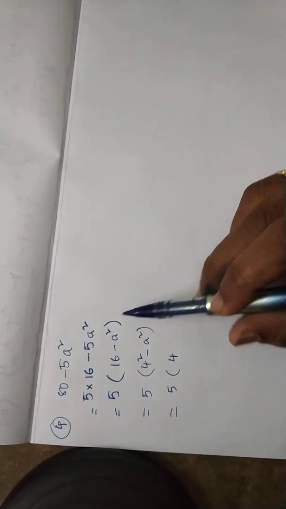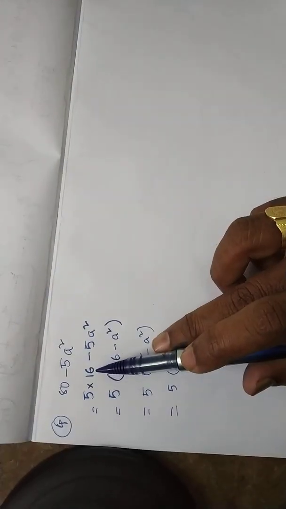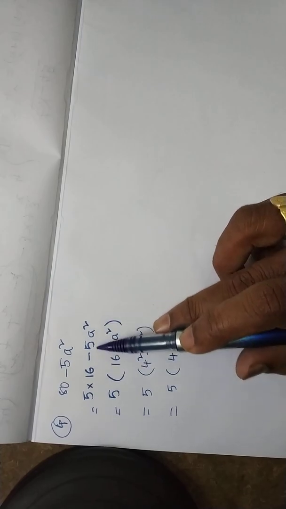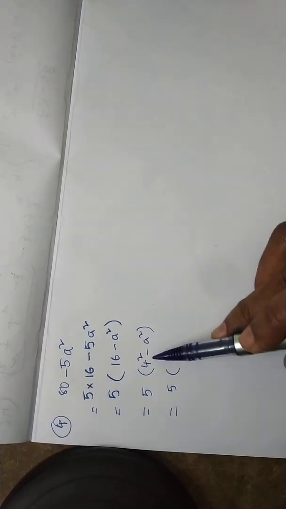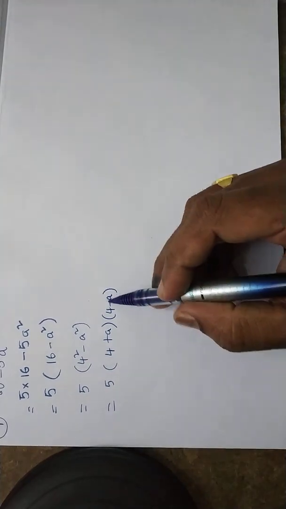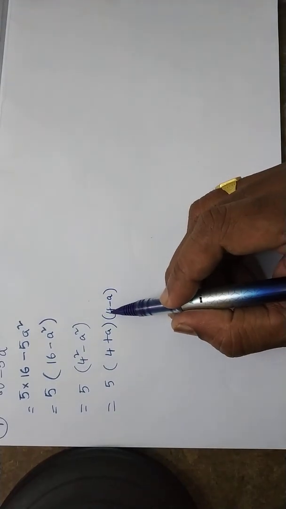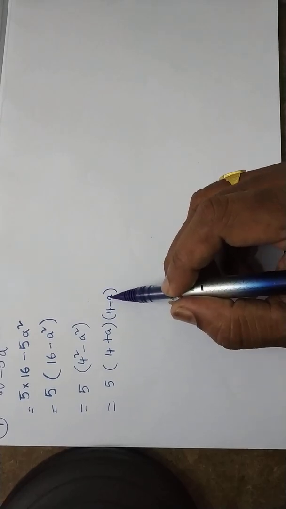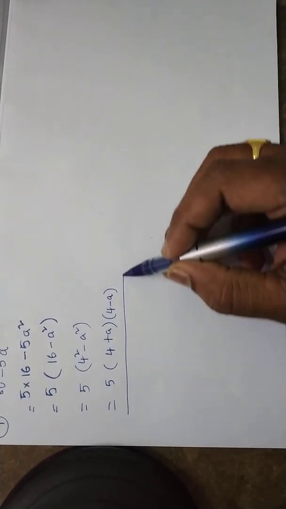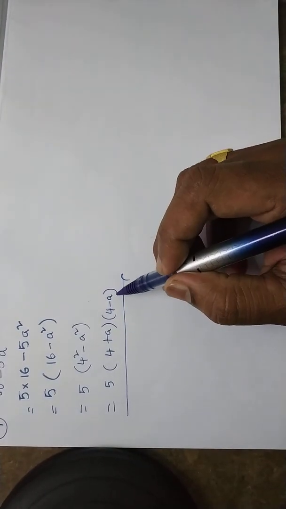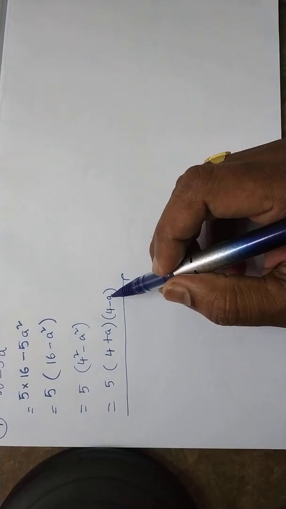So you have taken 5 as a common factor. After that you will be having 16 minus a square. 16 I have written as 4 square, and a square. So you can write 4 plus a into 4 minus a. Sometimes if you have a square minus b square still there, this you can further simplify. If you get a square minus b square, again you have to factorize. As of now fortunately we did not get that. So these are the 3 factors. Clear? Right. Like this you can try.